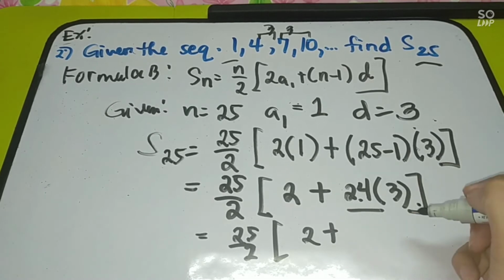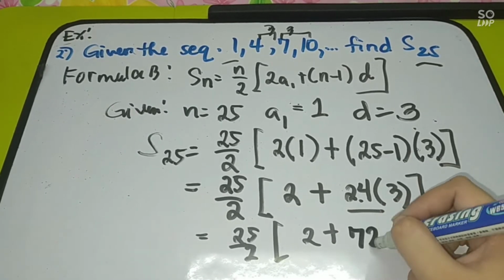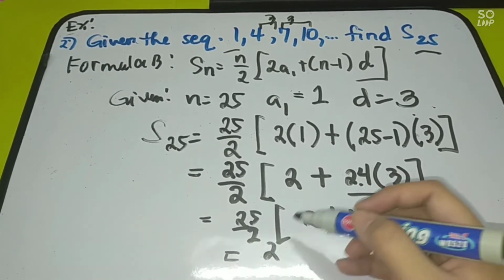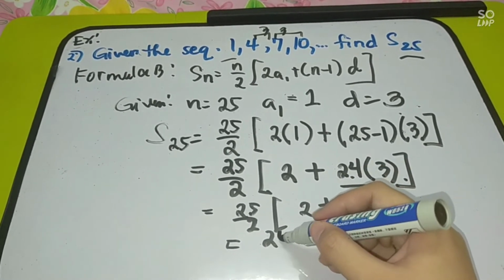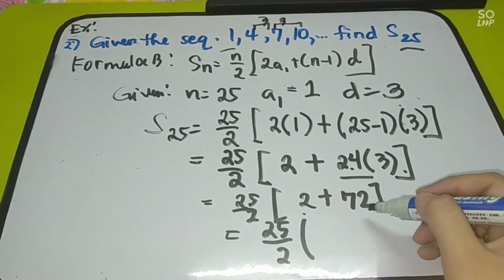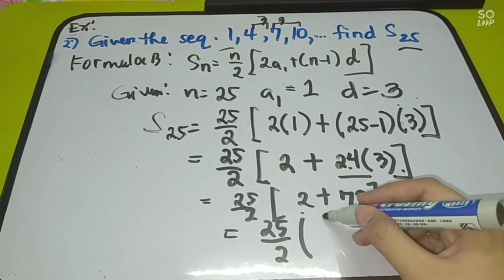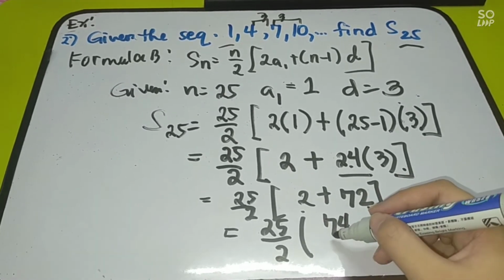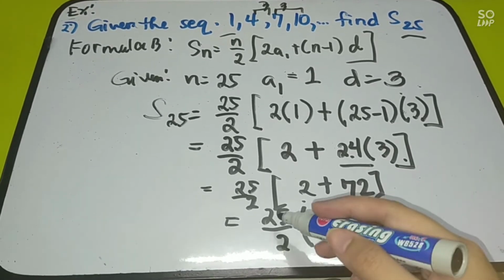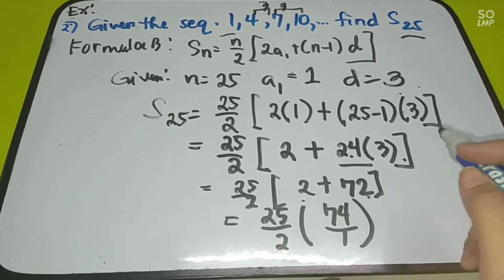The answer here is 72. Ayan na. Then, add mo to. We have here 25 over 2 multiplied by 2 times 2 plus 72. The answer here is 74. Then, lagay ka lang over 1 dyan. Then, cancellation tayo. So, since ito si 25 and 2, we cannot cancel it.